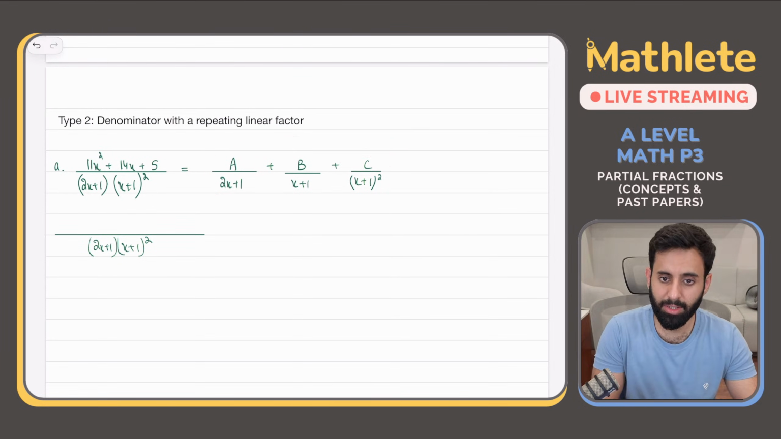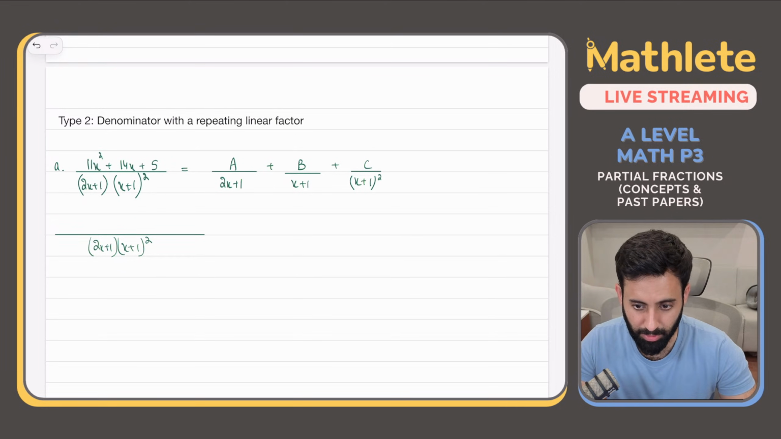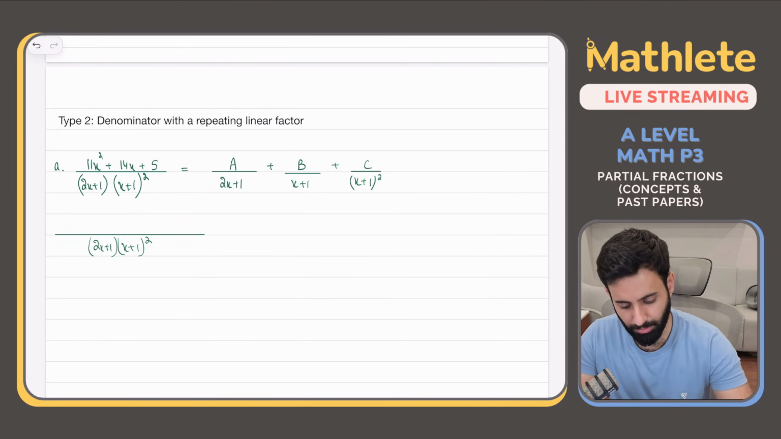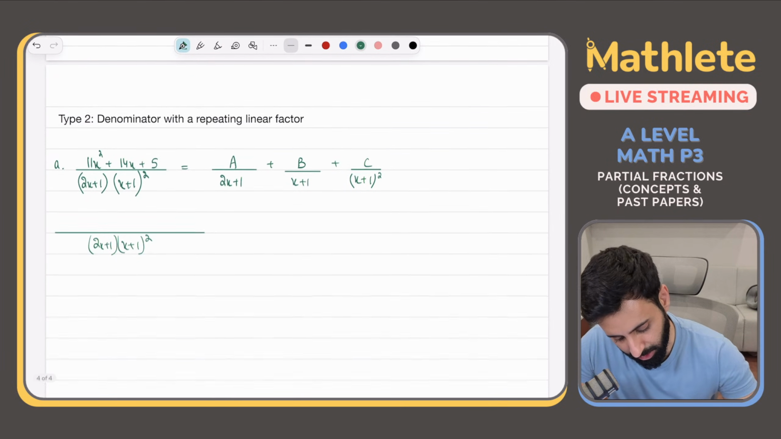Okay, you write it separately under x plus 1 and you write it separately with x plus 1 the whole thing square. So if you have x square in the denominator, then how to break that? We'll get to that also. Remember, there are 4 types. Okay, so this is just type 2, and type 2 is denominator with a repeating linear factor.